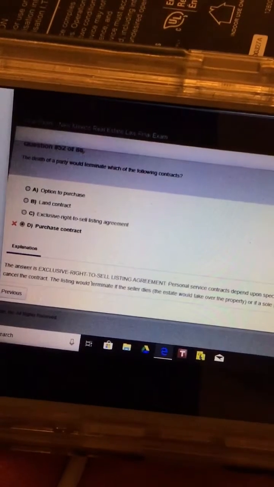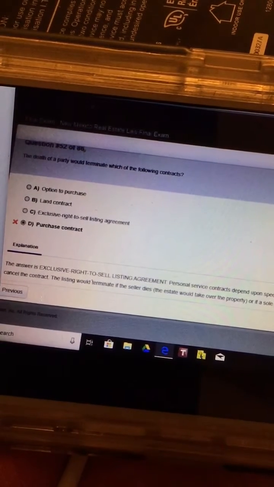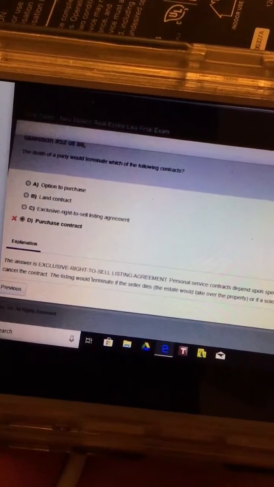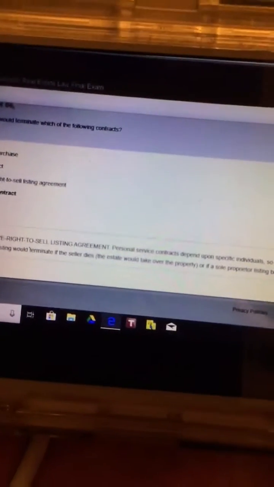The answer is C, exclusive right to sell listing agreement. Personal service contracts depend upon specific individuals, so the death of one party would cancel the contract. The listing would terminate if the seller dies. The estate would take over the property, or if a sole proprietor listing broker dies.